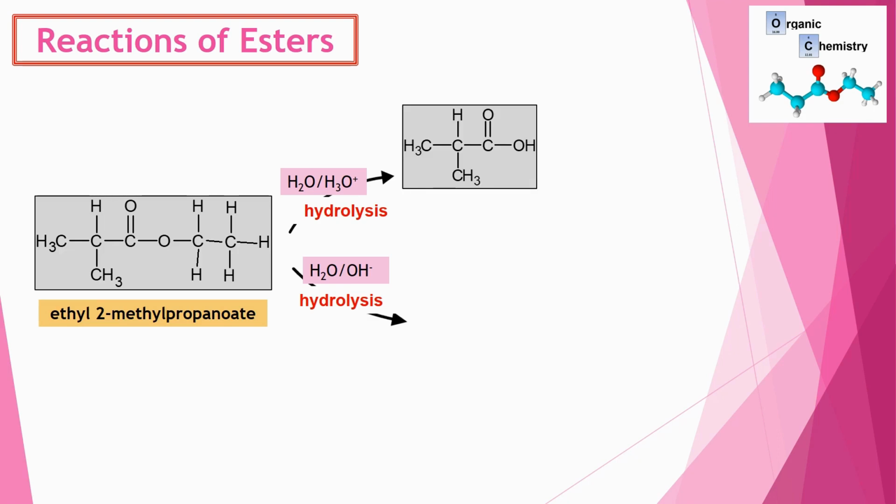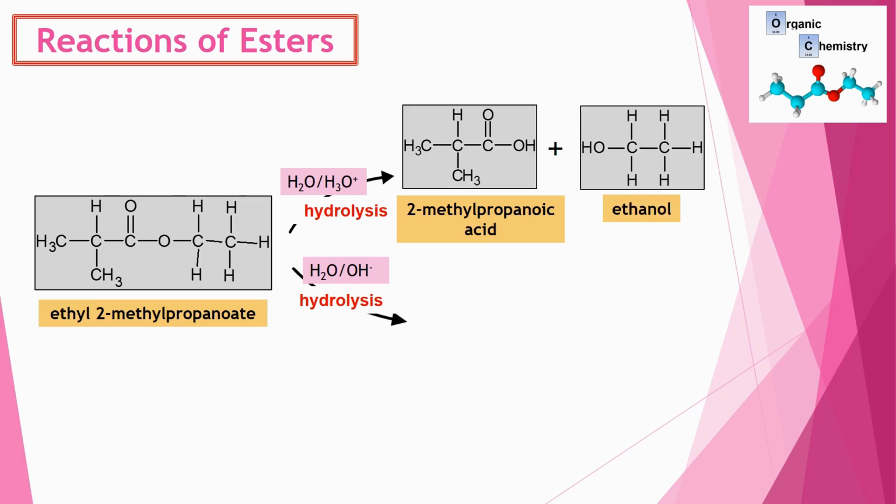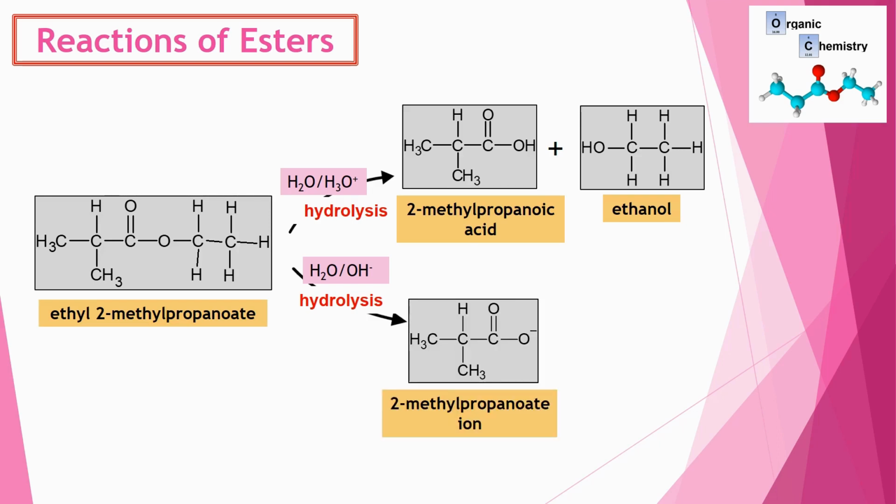So here we go. Acid produces the carboxylic acid, and we break it straight down the middle, and we produce 2-methylpropanoic acid, not propanoate, plus we have the ethanol that's produced as well. If we carry it out in base conditions, we're going to produce the carboxylate ion, which is 2-methylpropanoate this time, and we're going to produce the alcohol ethanol. Sometimes we'll write this just as methylpropanoic acid or methylpropanoate because the methyl can only come off the second group.